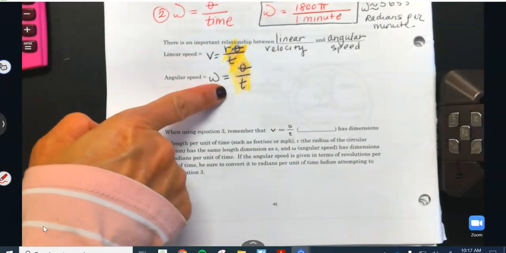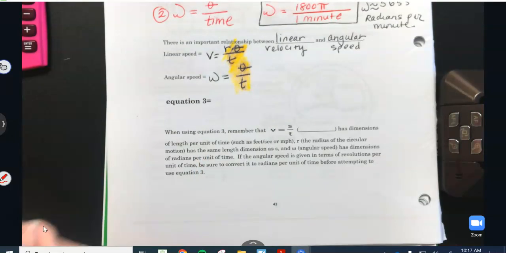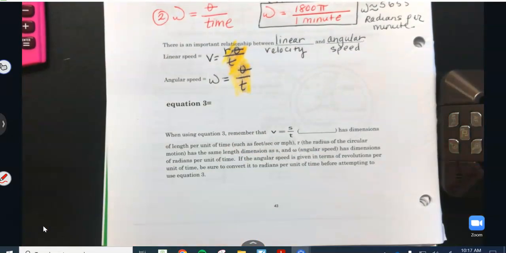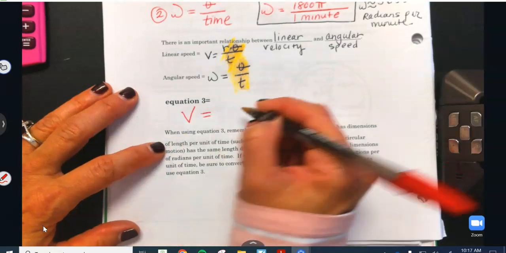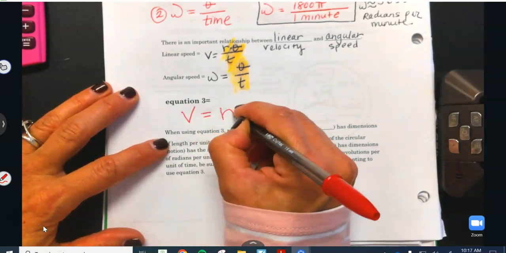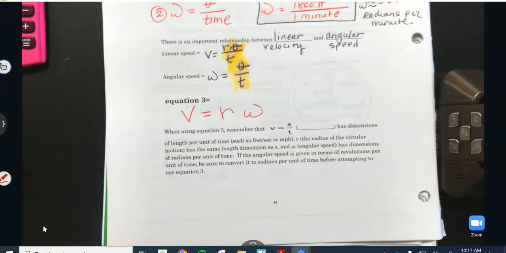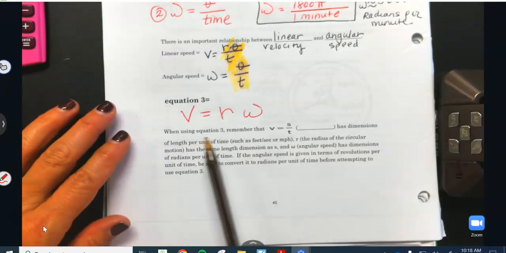Theta over time. So the easiest equation that you and I are going to use is velocity is radius times angular velocity. That's the one we're going to use the most. So if I'm running in a circle, a perfect circle around this room, if I want to know how fast I'm going, I would define angular speed and just multiply it by the radius. Boom. That's linear speed. That's the measurement we're familiar with the most.